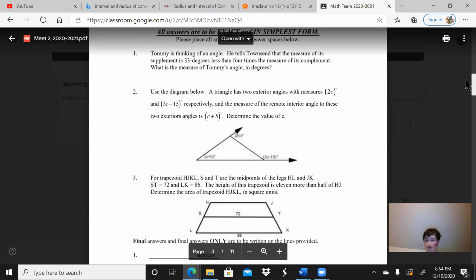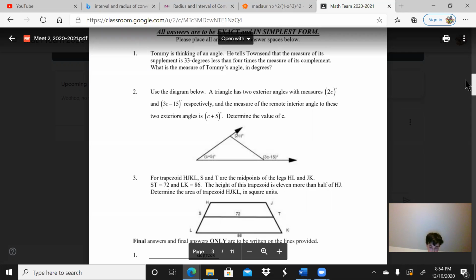Yeah, I just want to make sure. It's 49, because the supplement is 131, and that's 33 degrees less than 4 times the complement, but the complement is 41, so 4 times that is 164, and 164 minus 33 is 131, and that's the supplement of 49. So we're good there, and the 50 is good. So we're done. I'm pretty sure I got a 6 on that one.